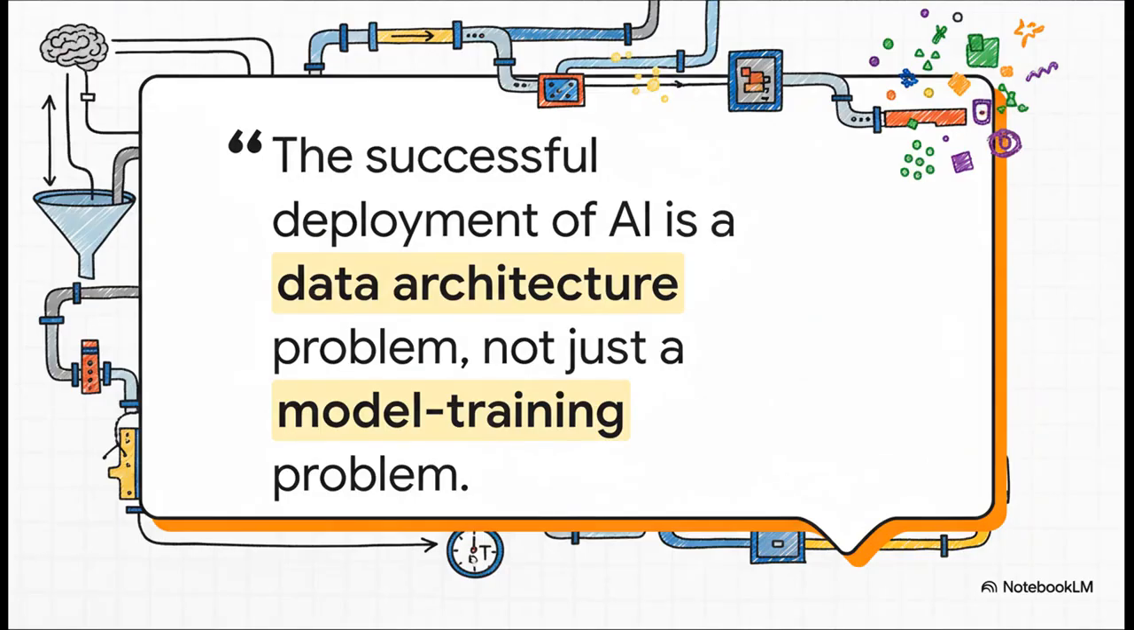And this quote right here, it just hits the nail on the head. You know, we get so excited about the AI models themselves, but at the end of the day, getting AI to work in the real world, it's a data architecture problem. It really is. If you can't get the right data to your models when they need it, in the right shape, well, the whole thing just falls apart. It's all about the plumbing, folks.